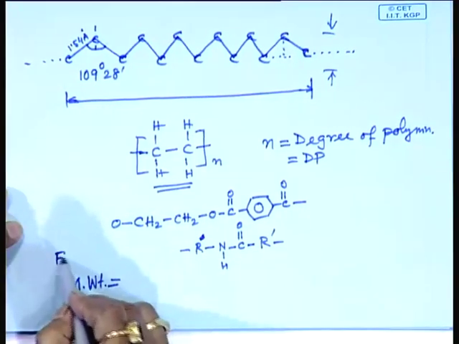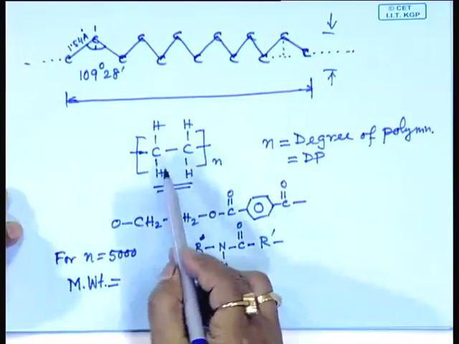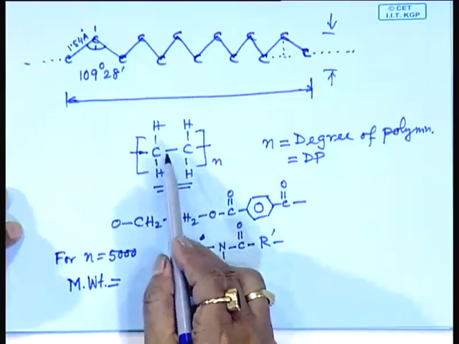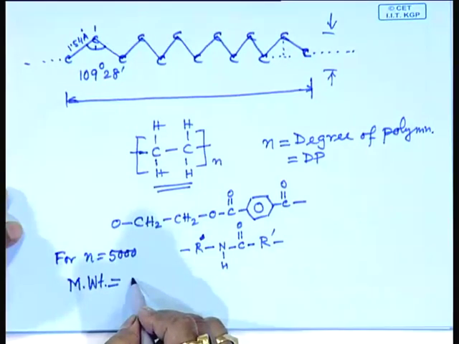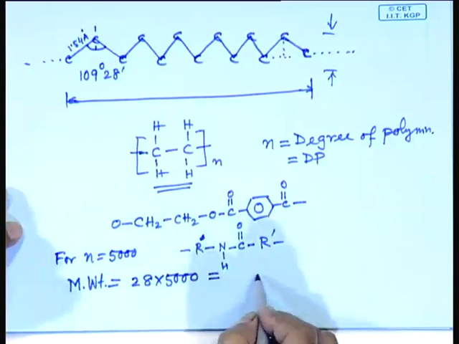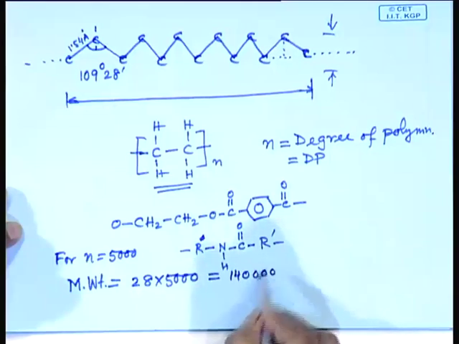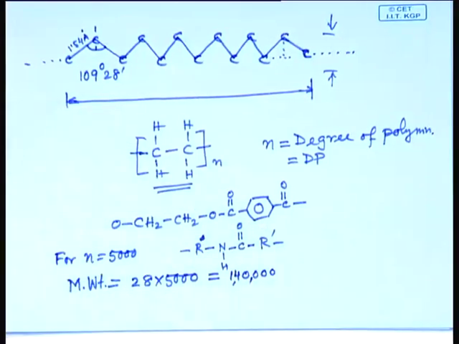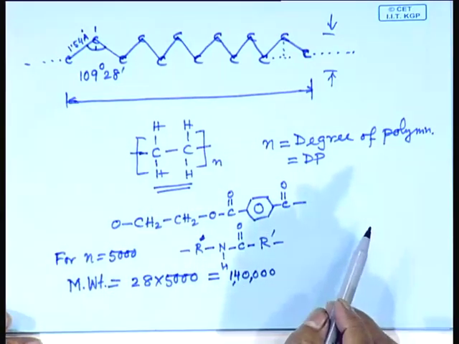Suppose n is equal to say 5000, from the mass of the atoms of carbon and hydrogen, you can write it is 28 into 5000. So, this is 1 lakh 40 thousand, or 140 kilo Dalton molecular weight. So, this is the repeat unit. It is repeating along the backbone chain, the repeat unit.